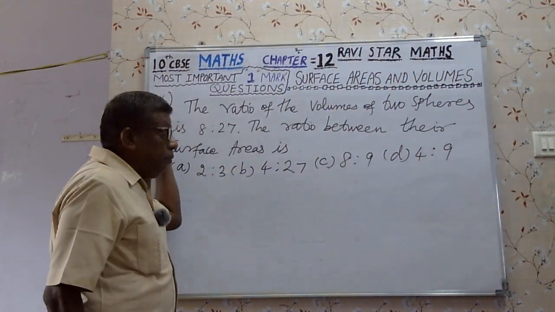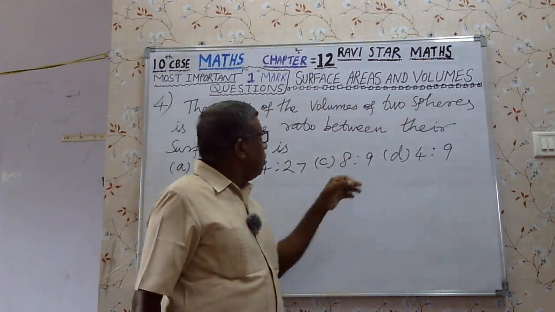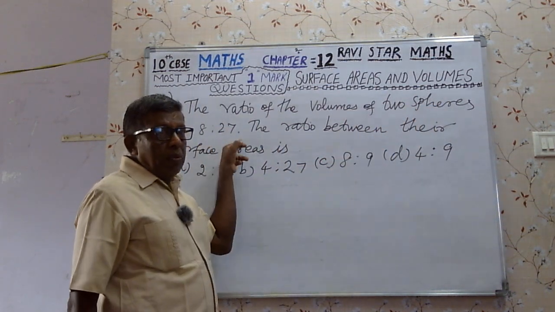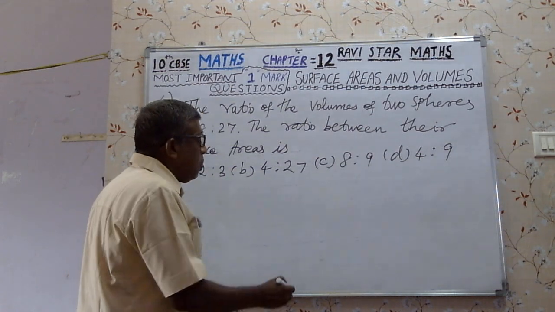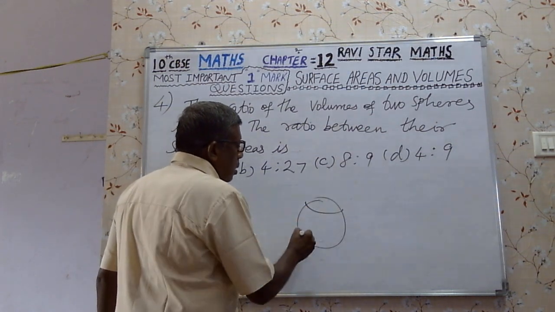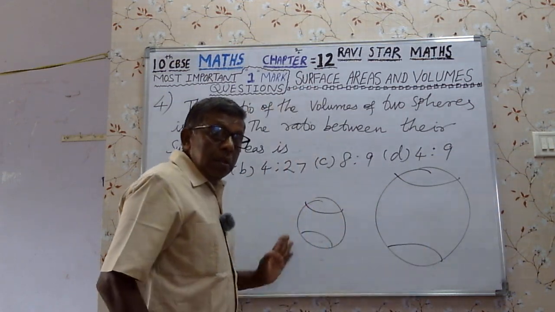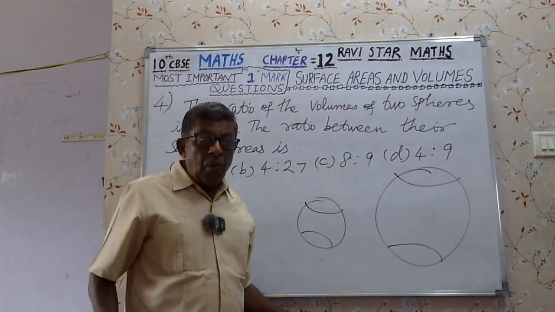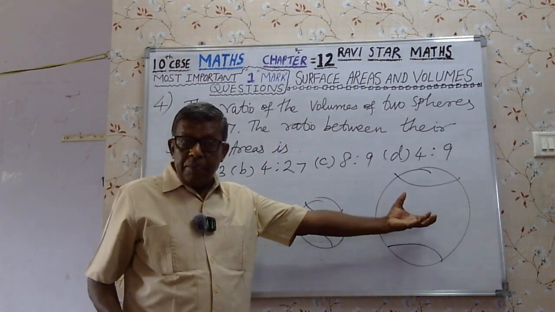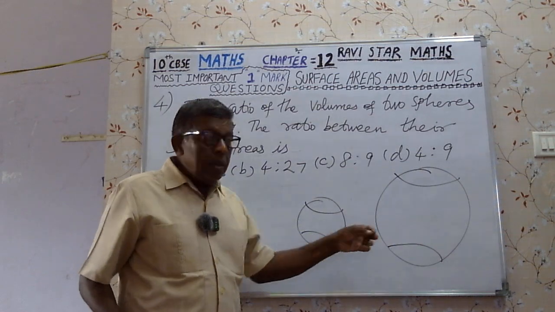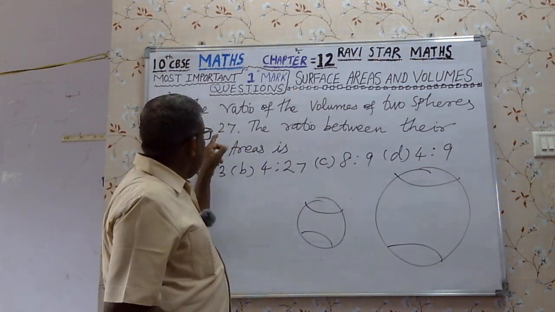Question number 4. The ratio of the volumes of two spheres is 8:27. There is one sphere, another sphere. The ratio of the two spheres' volumes, this is the small sphere, this is the big sphere. The ratio of the volumes, the capacity of the spheres, is 8:27.